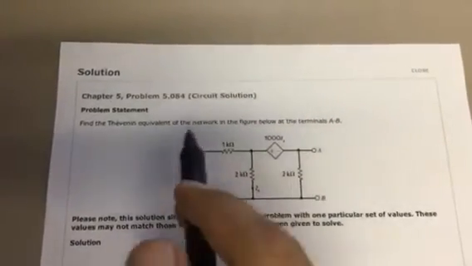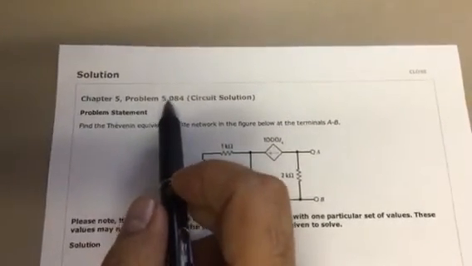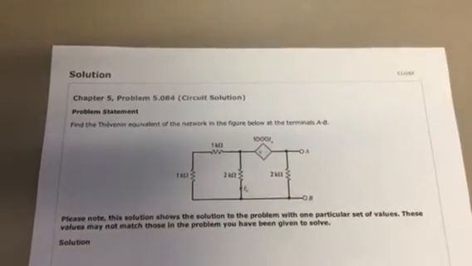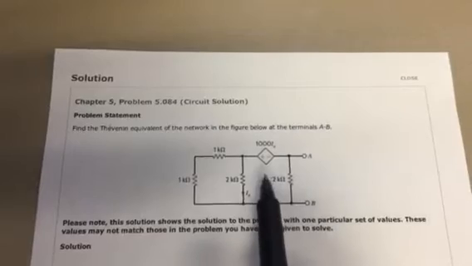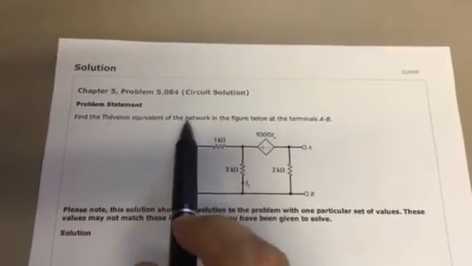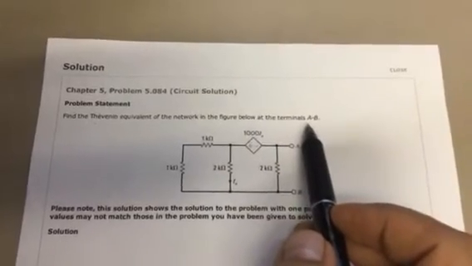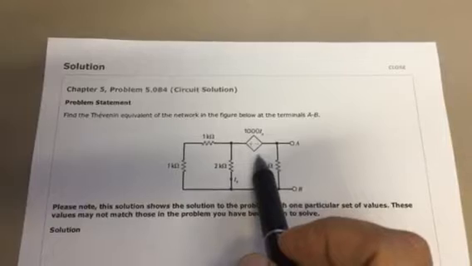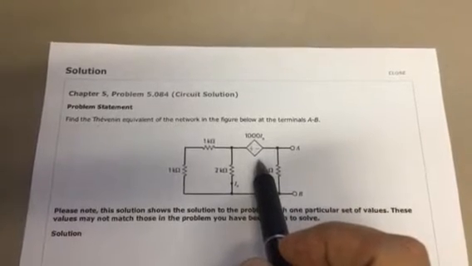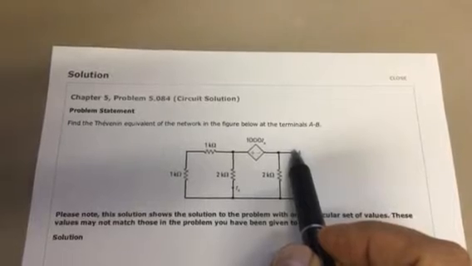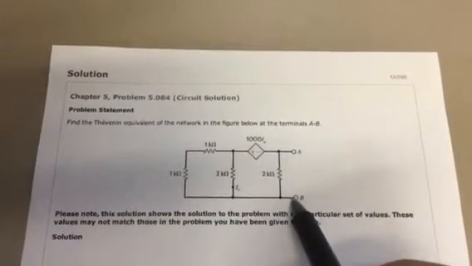Okay, I'm going to go through the answer to problem 5.084 from the homework problems. This is again a problem where you need to find the Thevenin equivalent of the network in the figure below at the terminals A, B. So here we are going to have only a dependent source, and then we want to find the Thevenin equivalent at A, B.